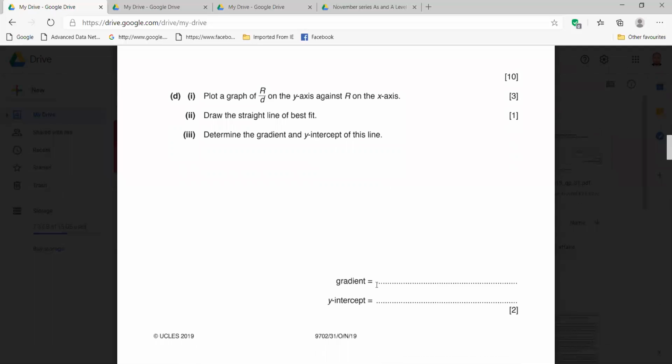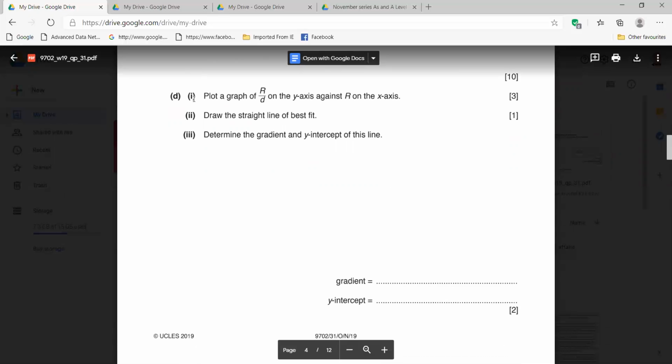Now here we have D1. Plot a graph. Can you read, anyone? Plot a graph of R by D on the y-axis against R on the x-axis. Draw the continuous straight line of best fit. Determine the gradient and y-intercept of this line.